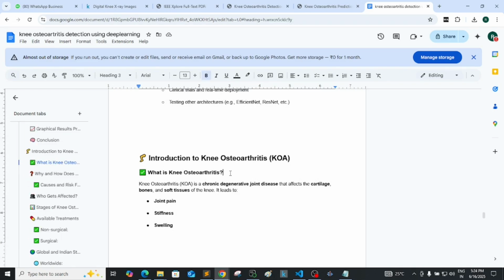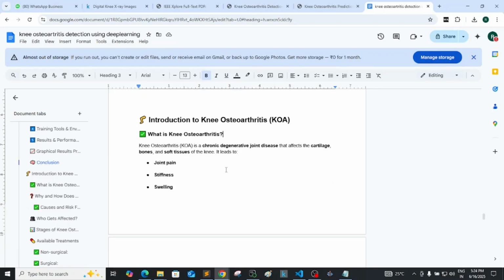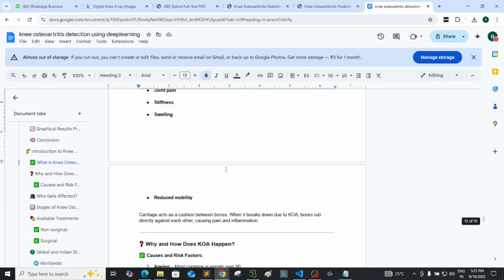So first of all, what is knee osteoarthritis? Knee osteoarthritis is a joint related disease where the cartilage, bones and soft tissues get affected. Their size will reduce. The bones will start to come near to each other. They will try to collide, which will create pain. This leads to joint pain, stiffness, swelling, as well as reduced mobility of the person. He can't walk; that case is created because of this.